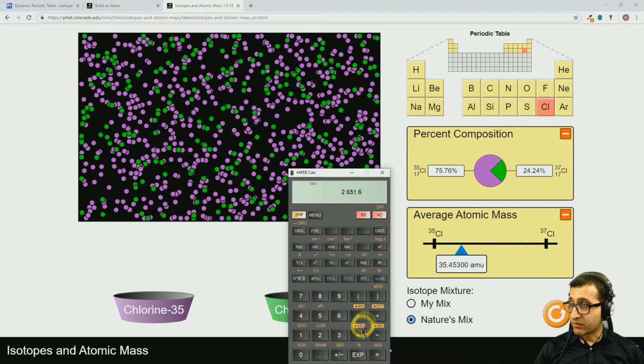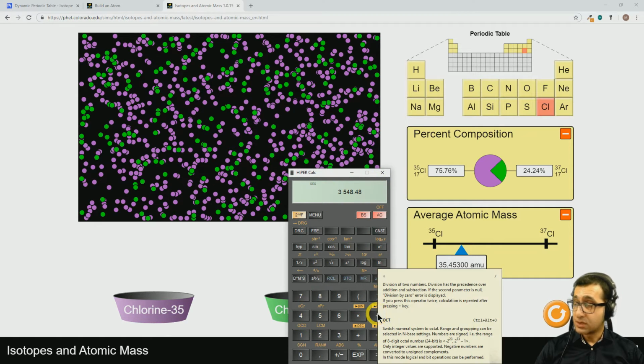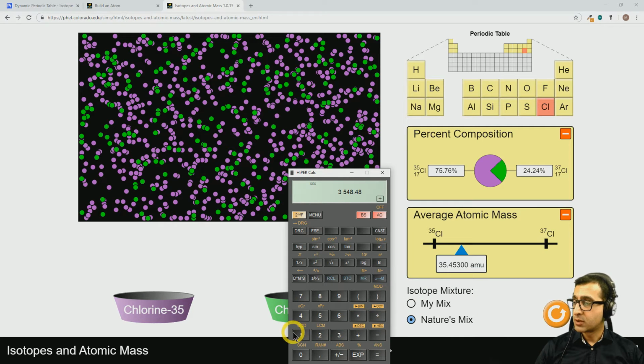So that's the first part of the calculation. You add this to the mass of a chlorine-37 atom multiplied by its percentage abundance, just as we did for the chlorine-35 atom, times 24.24. And then you divide this by 100 to get the weighted average.